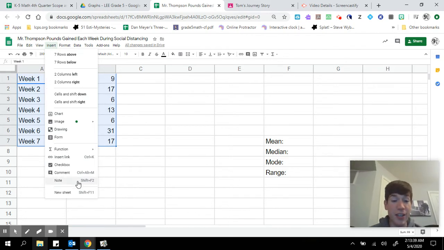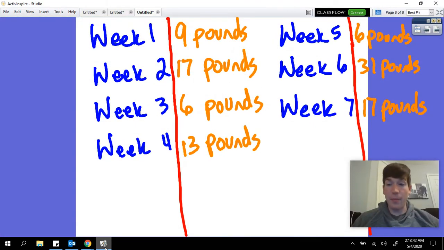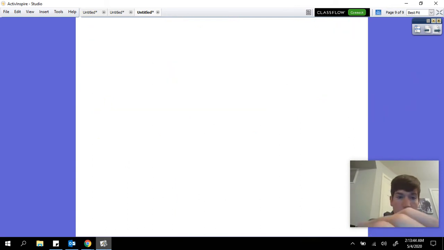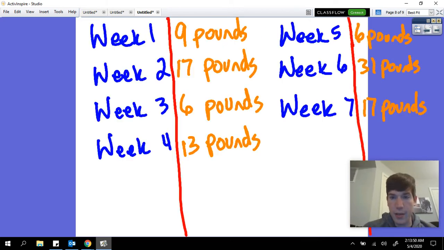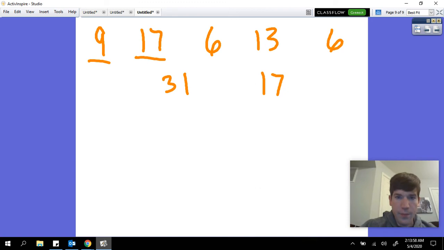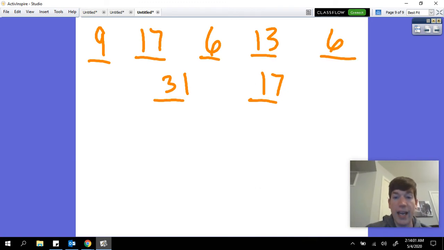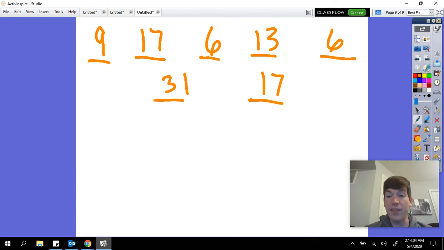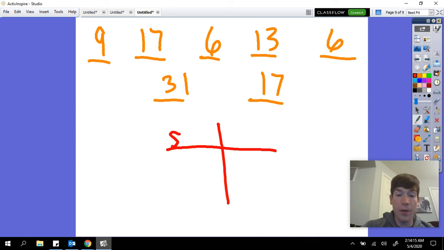Now, in addition to that, I want you to take this data, and I'm going to write it down on a separate sheet. So we have 9, 17, 6, 31, 17. So I have my weight gain across 7 weeks. Now, the second thing that I asked you to do was to take this data and organize it into a stem and leaf plot. So I'm just going to give you some quick pointers on that as a reminder.